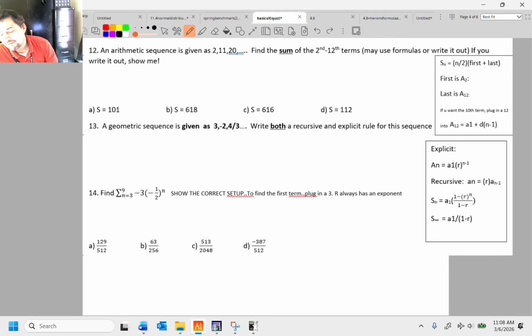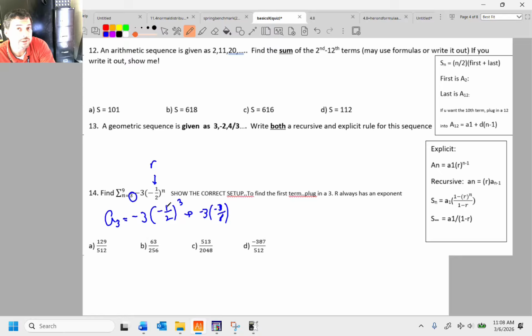Show the correct setup. To find the first term, plug a 3 in. R always has an exponent. So this is R. And if this sequence or series starts at 3, so I need the third term. I'm going to say it's negative 3 times negative 1/2 to the third power. Of course, I'm old school, kids. This is going to be negative 3 times a negative 3/8. Sorry, a negative 1/8. Thinking ahead.